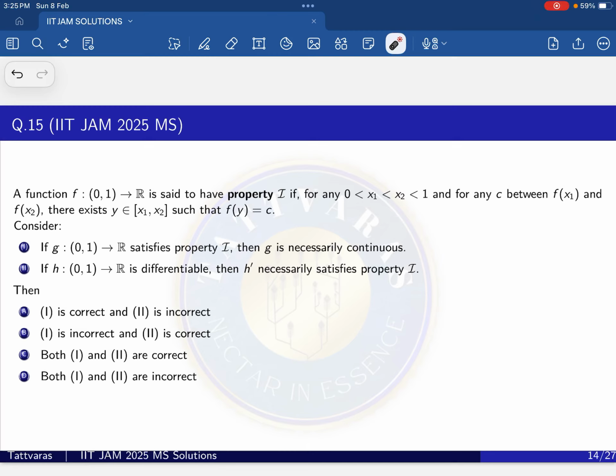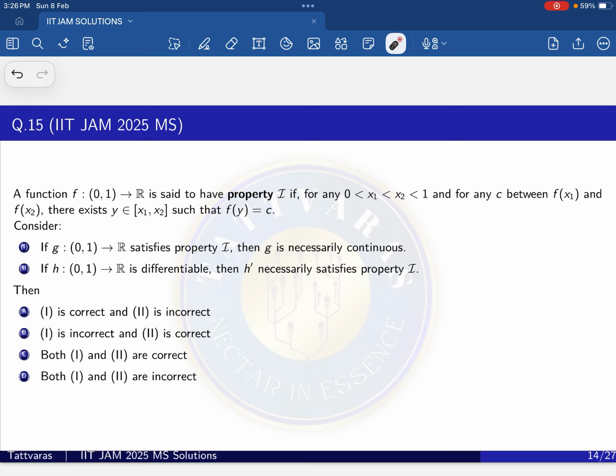Today's agenda is discussing problem 15 of the JAM 2025 paper. So let's delve in. Here we have a function f mapping from the open interval (0,1) to R, and it is said to have property I if for any x1 less than x2 lying in the open interval (0,1), and for any c between f(x1) and f(x2), there exists y belonging to (x1, x2) such that f(y) is c.